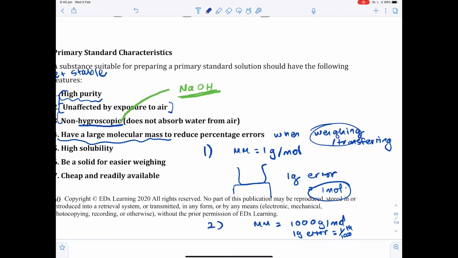What about solubility? That logically makes sense, so I'm not going to explain that at all. You need to dissolve in a solvent to actually produce a solution. This stuff, forget about. It's not too important. Cheap is because we want to be able to produce this on a wide scale.